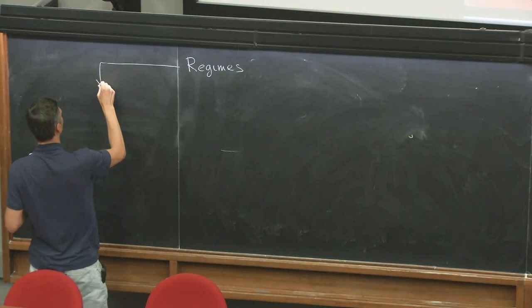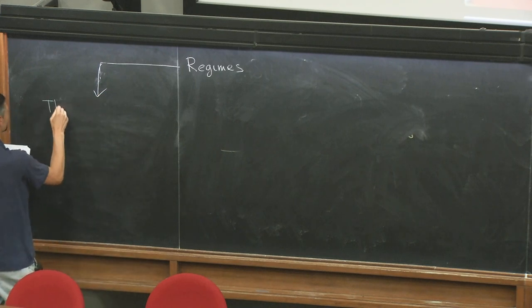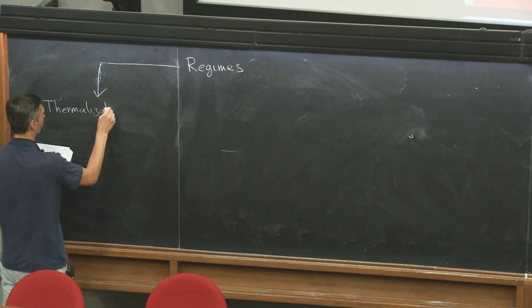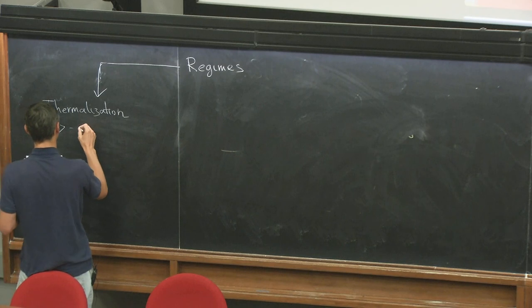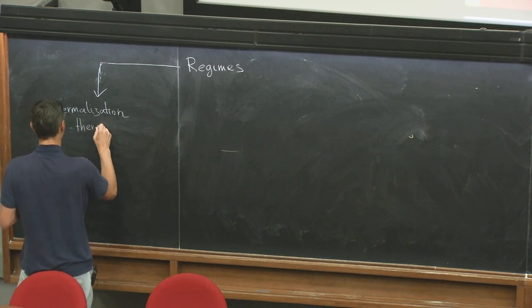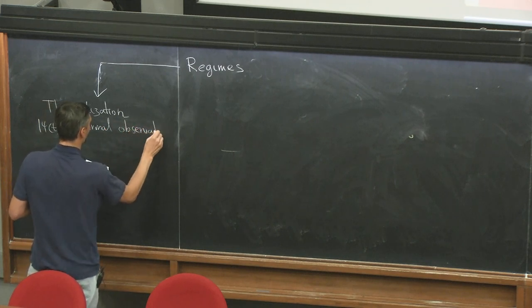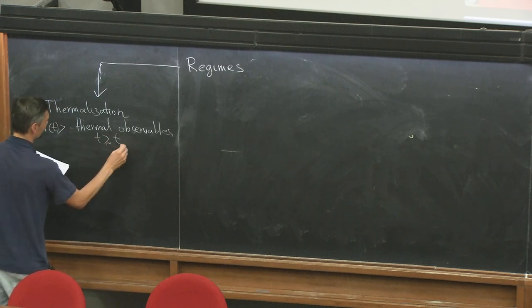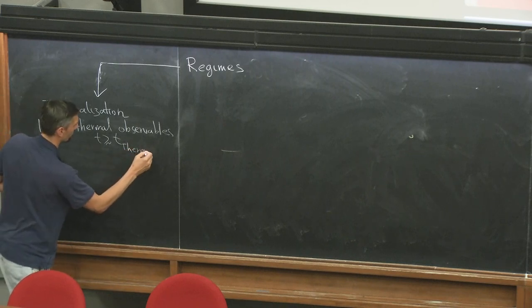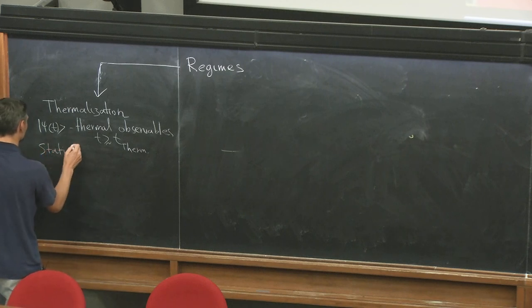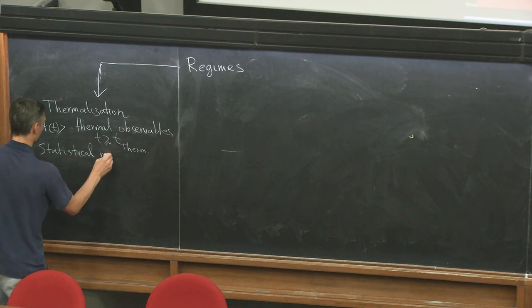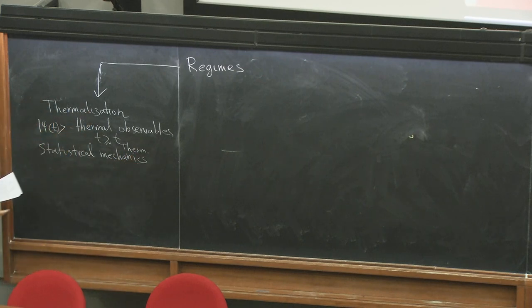So the first regime, of course by far the most common one, is that your system would thermalize. In this case, you find that at sufficiently long time, psi of t effectively reaches thermal observables, at times greater than some thermalization time. And once that has happened, your system has reached a thermal equilibrium state, and then you can use statistical mechanics to describe it. So this is the most common possibility.